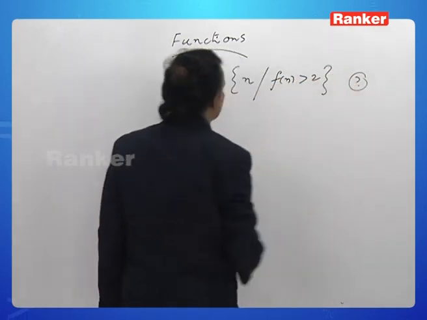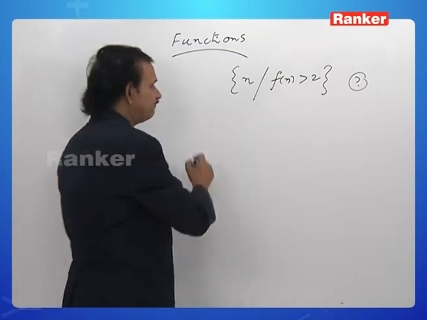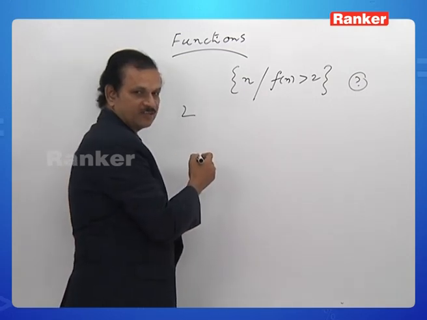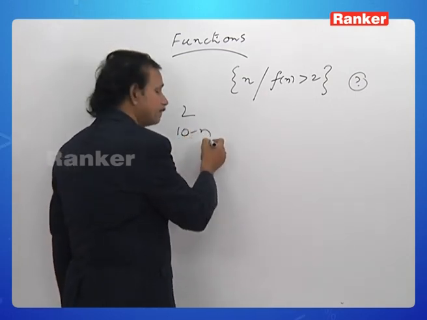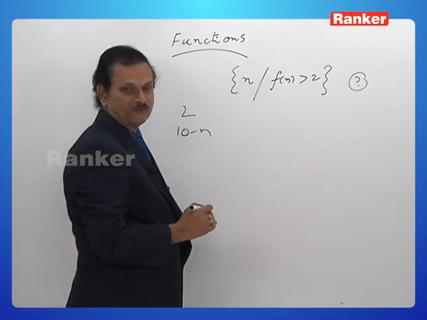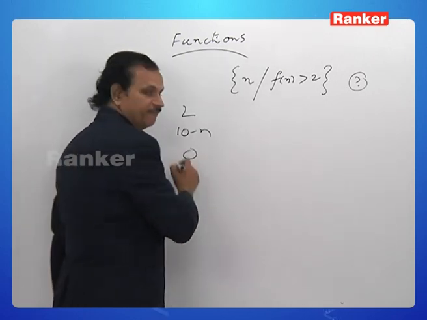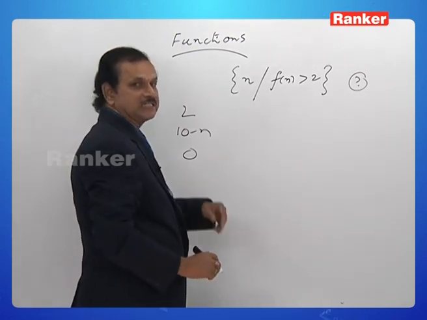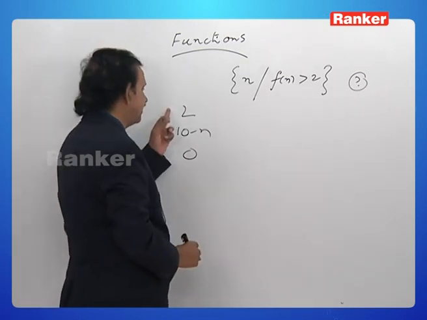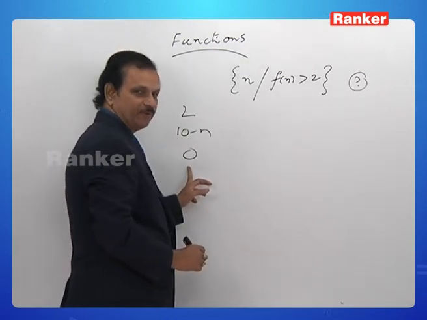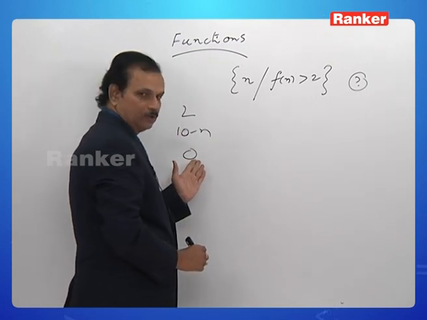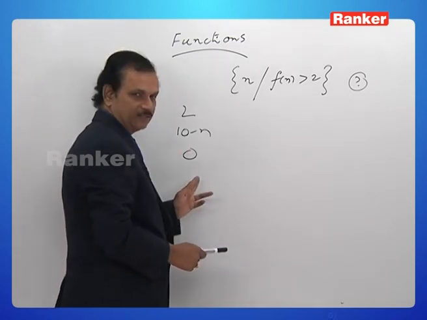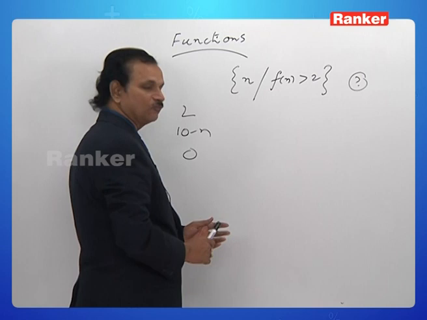What is this set? You observe the definition. F of n has 3 different answers. One answer is 2 when n is 3k. Another answer is 10 minus n when n is in the form 3k plus 1, and is 0 if n is in the form 3k plus 2. Out of all these, f of n greater than 2 may happen. Here it cannot happen because it is 2 and it is 0. So, the clause f of n greater than 2 may not be fulfilled in these two cases. The only hope for us is in this case only.